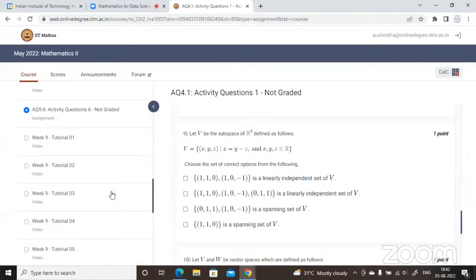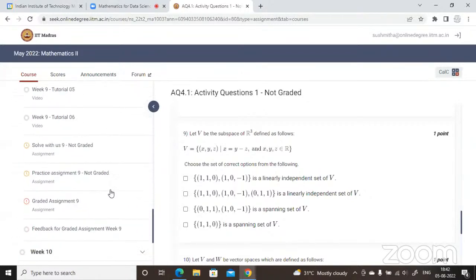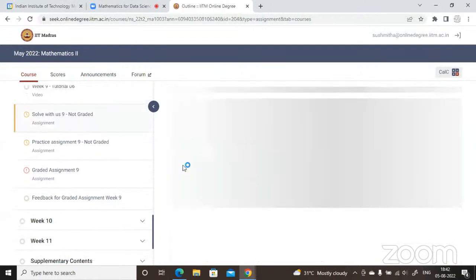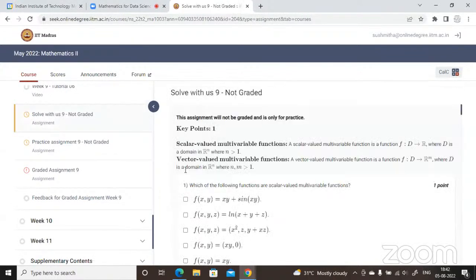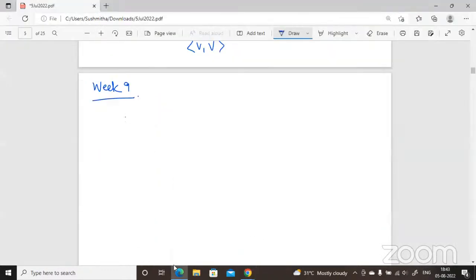Please continue with weeks 9, 10, 11 because I think it is 50% weightage. So we will just recall what formulae are needed. Okay. So week 9, what is a multivariable function? A function dependent on more than one variable, like x, y, z.